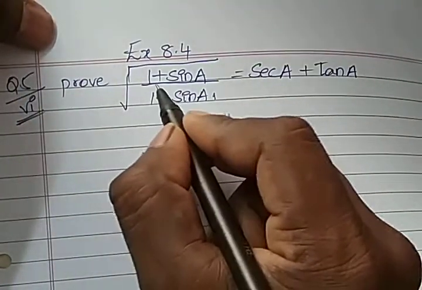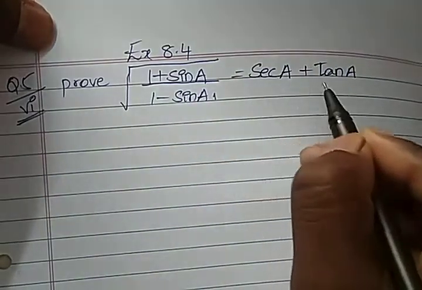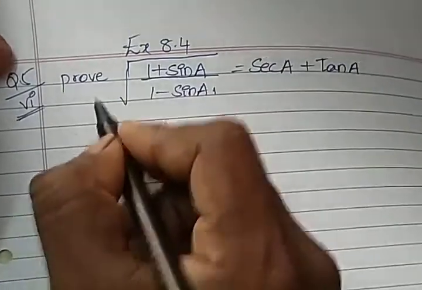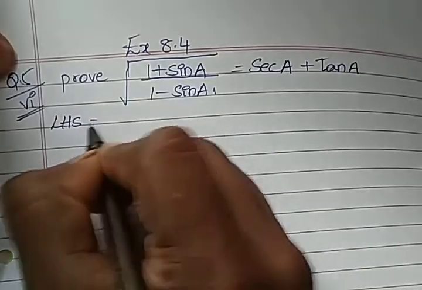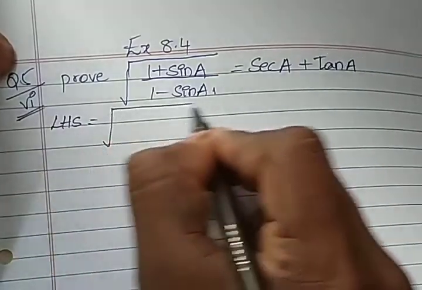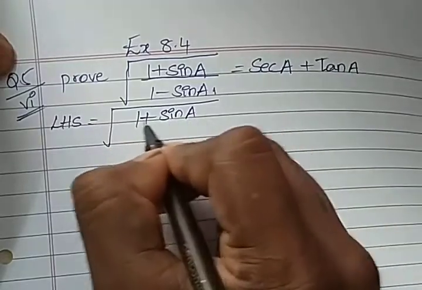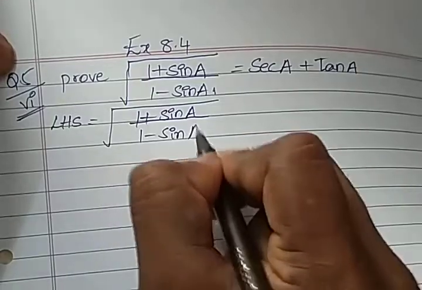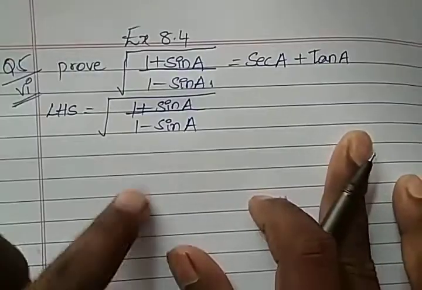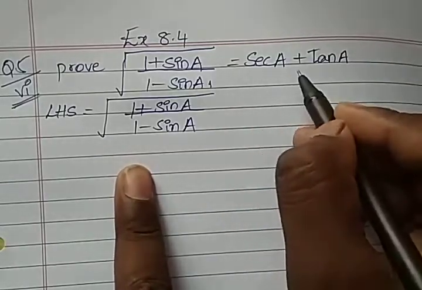Prove that square root of (1 plus sin a) by (1 minus sin a) is equal to secant a plus tan a. So in this question we are going to take the LHS, which is the square root of (1 plus sin a) by (1 minus sin a). We will take the LHS, simplify it, and show that it is equal to the RHS.